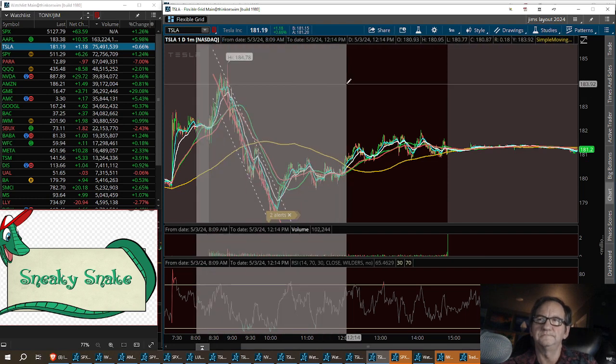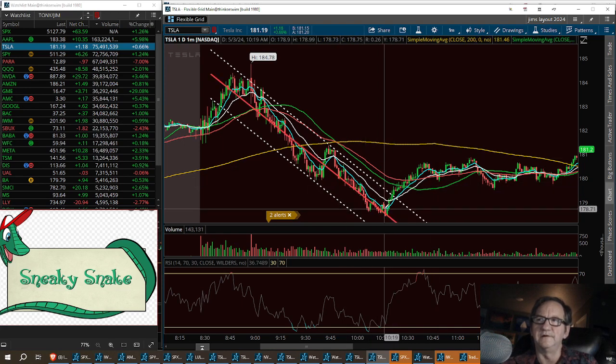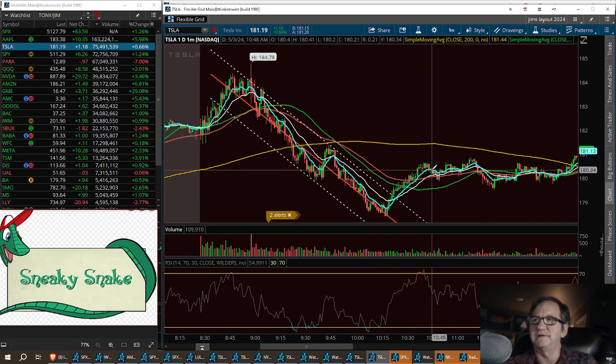There's my channel. 1, 2, 3, 4, and we break out. We got a double bottom down here. We break out of the snake. It pulls back and creates an inverse head and shoulders.